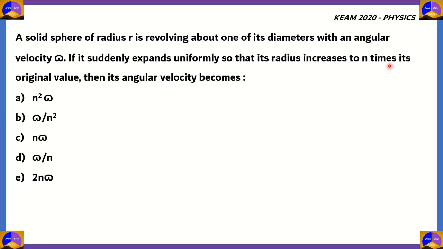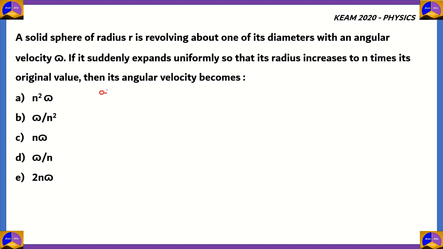First, let's look at physics. Here's a question from Keam 2020 for physics. A solid sphere of radius r is revolving around one of its diameters with an angular velocity of omega. If it suddenly expands uniformly so that its radius increases to n times its original value, then its angular velocity becomes: n square omega, omega by n square, n omega, or omega by n. So, which of these is the correct option?